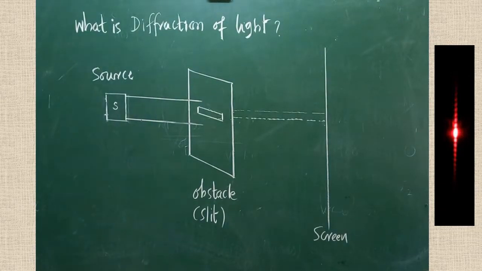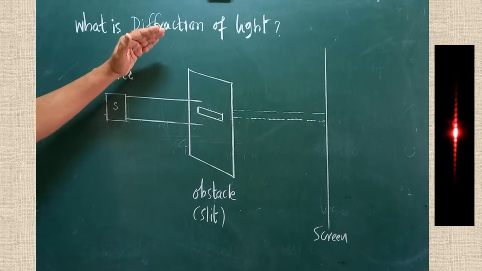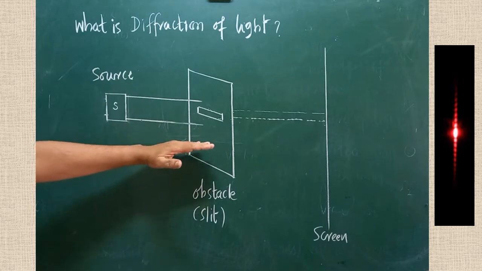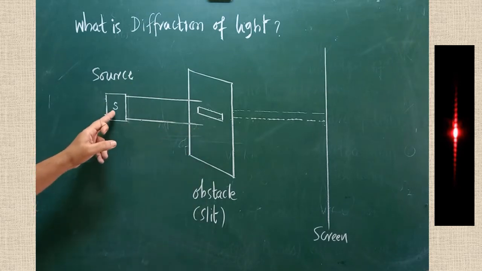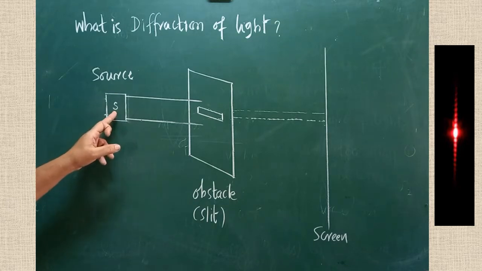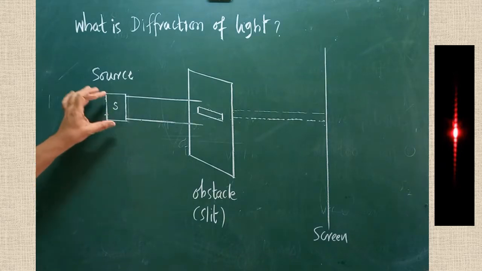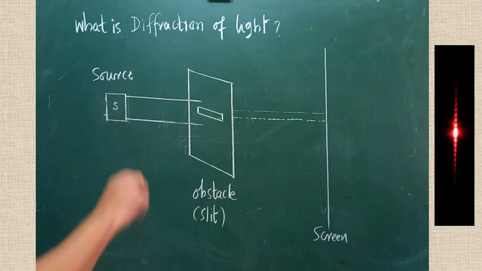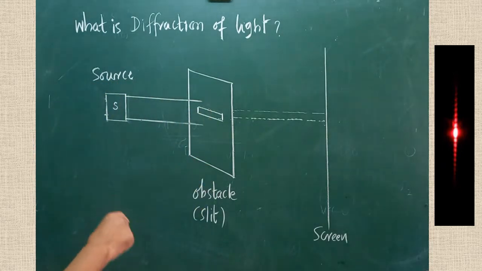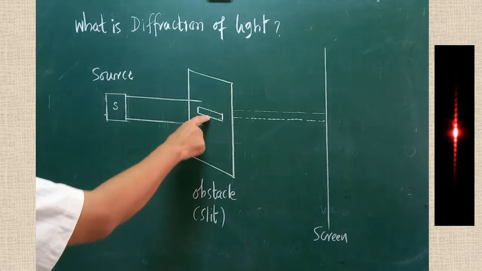Now I am going to explain how the diffraction effect can be observed with the help of this experimental setup. Here we have to place a source of light. Nowadays laser lamps are available, so this one may be a laser source. From there the monochromatic light is made to be incident on the obstacle. Here the obstacle is nothing but a slit.